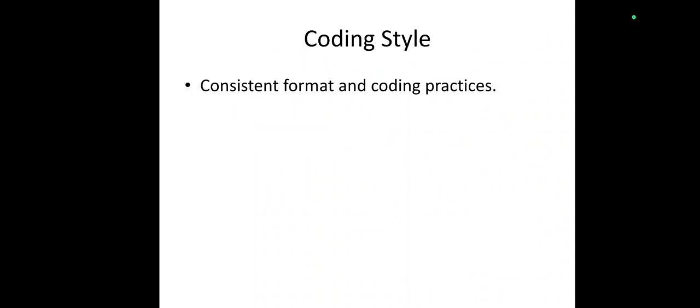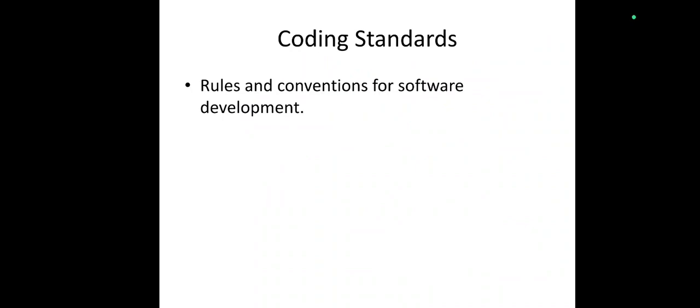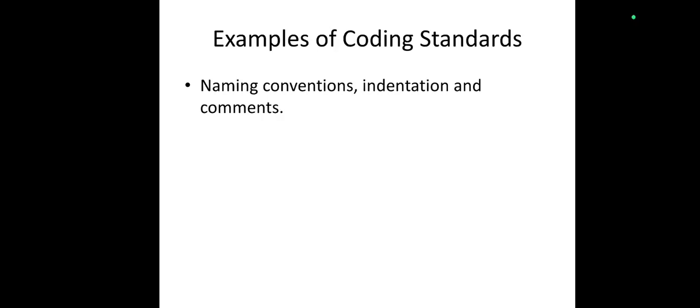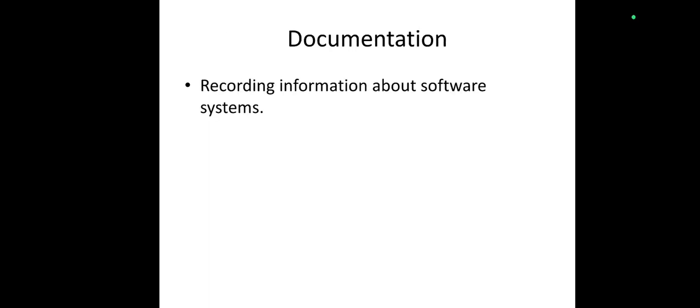Coding style: consistent format and coding practice. Importance of coding style: readability and maintainability. Coding standards: rules and conventions for software development. Examples of code standards: naming conventions, indentation and comments. Guideline for good coding is simple, readable and reusable code.